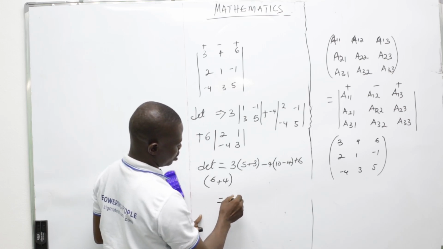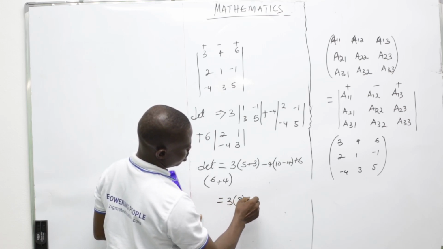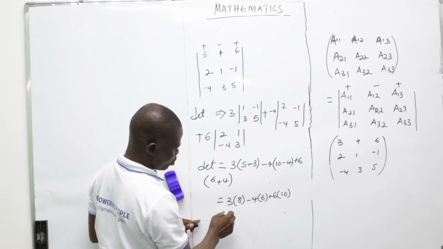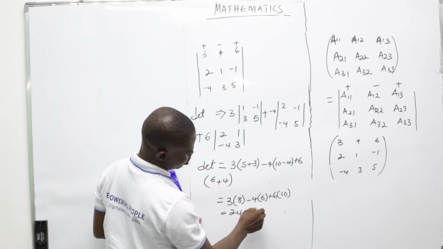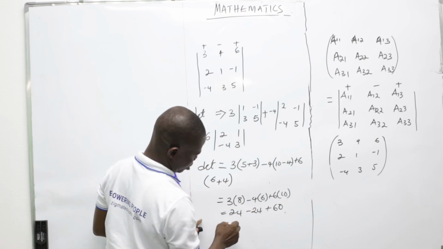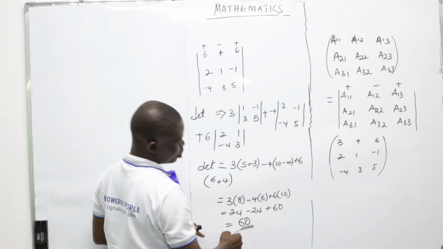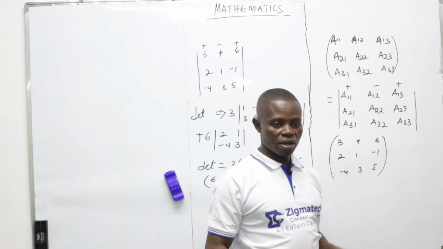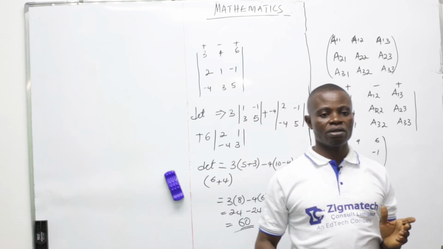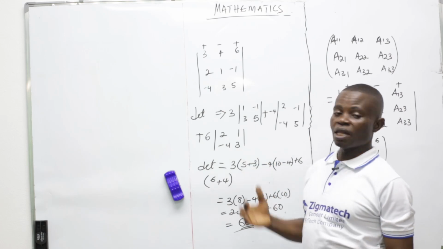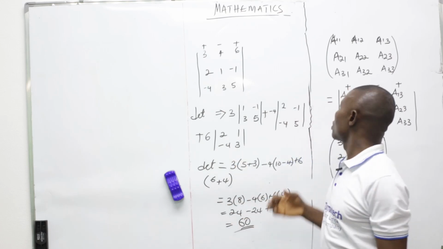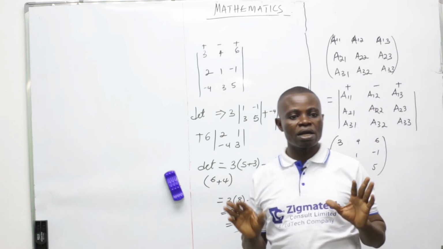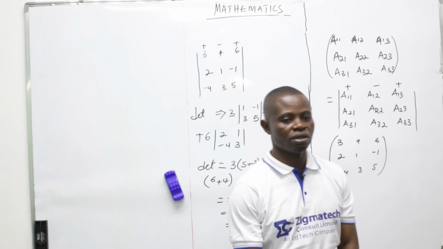This will give us 3 into 8 minus 4 into 6 plus 6 into 10, to give us 24 minus 24 plus 60 equals 60. So the determinant is 60. That's a 3 by 3 determinant. You don't solve it like the minors or the cofactors, where you determine each element. No. Here, a single value is required.